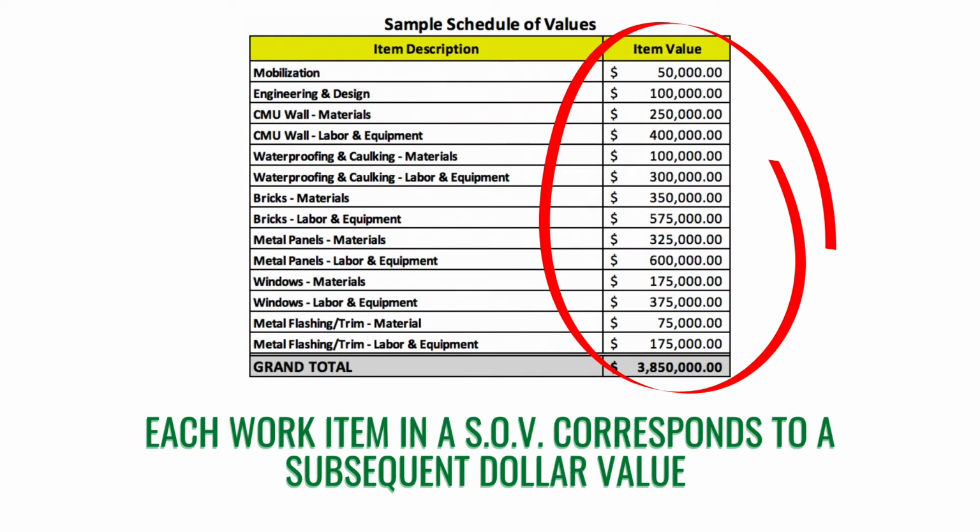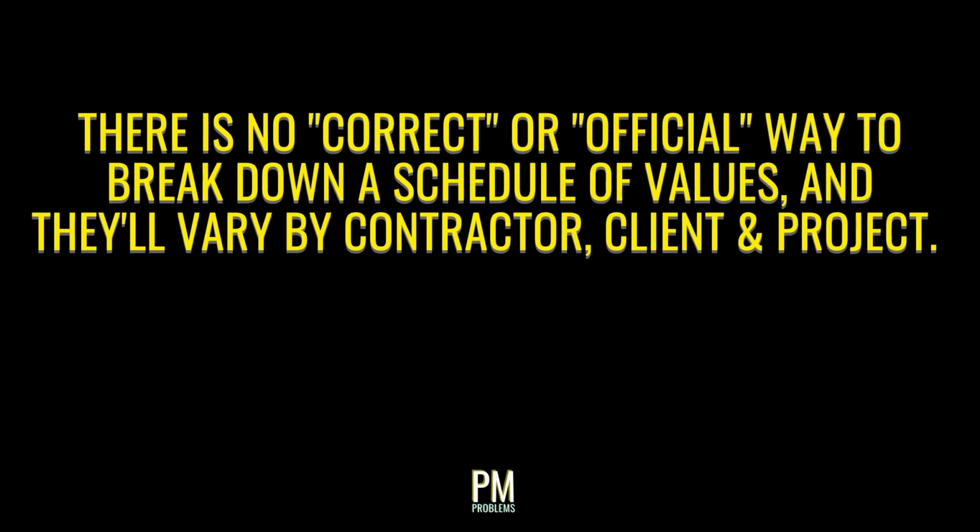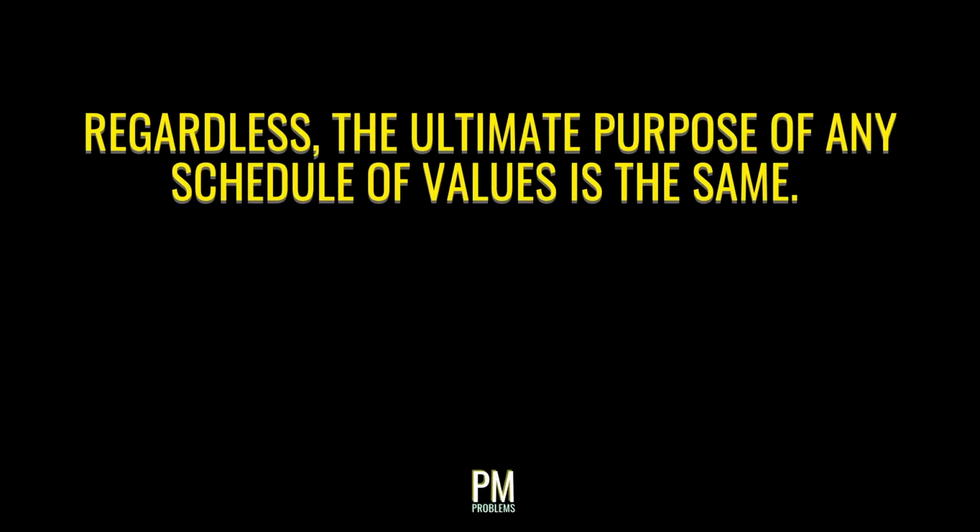Corresponding to each of these tasks is a subsequent dollar value, representing what that task of work is worth. The sum of all line items in a schedule of values equals the total value of a contractor's contract. The exact breakdown of what an SOV should include will vary from contractor to contractor, client to client, and project to project. That said, the ultimate purpose of a schedule of values is the same.